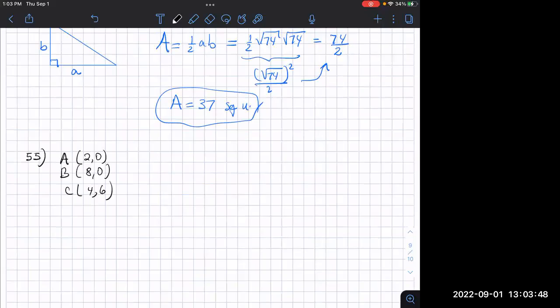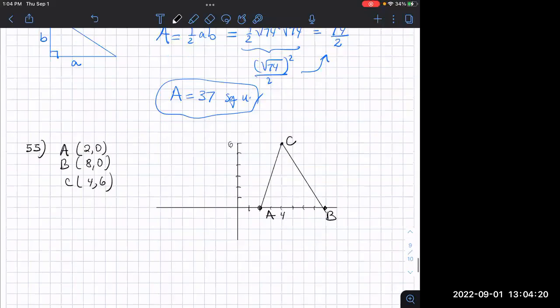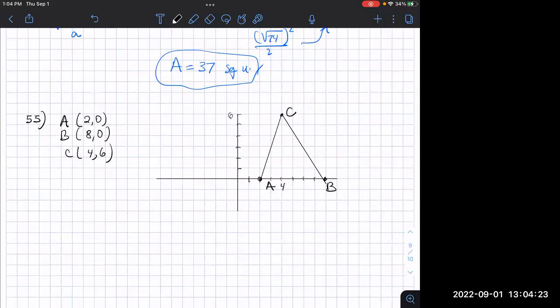Now here we'll graph it, I guess. So 2, 0. That's A. 8, 0. 1, 2, 3, 4, 5, 6, 7, 8. That's B, and this is 4, 6. 1, 2, 3, 4, 5, 6. 1, 2, 3, 4. So this is a triangle, basically. And it says to find the length of the medians, right? Yeah, to find the lengths of the medians.